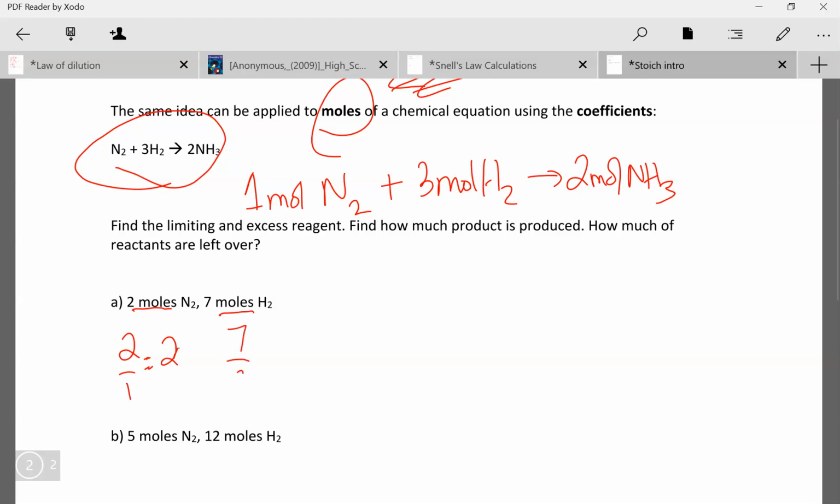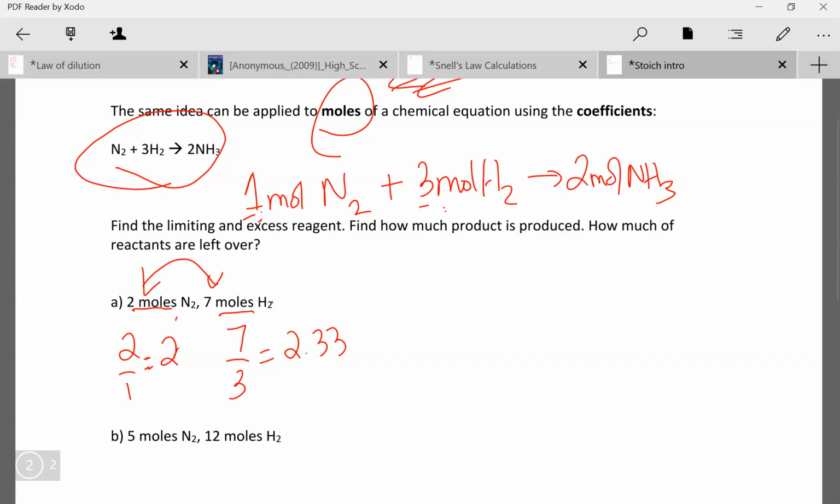And then the 7 moles divided by the 3 gives us 2.33. So we're going to use the method of least moles after we have divided by the coefficient. It's important to remember that we can't just compare the 2 and the 7 here. We have to compare 2 and then 2.33 because we have to divide by what this is. Because each reaction or each unit basically needs only 1 mole of nitrogen but 3 moles of hydrogen. So even though you have more moles of hydrogen to start with, you might not end up having the right amount left over, or the correct limiting reagent.